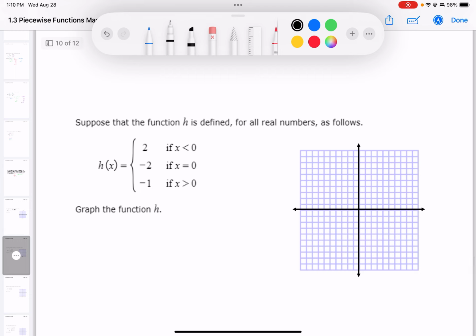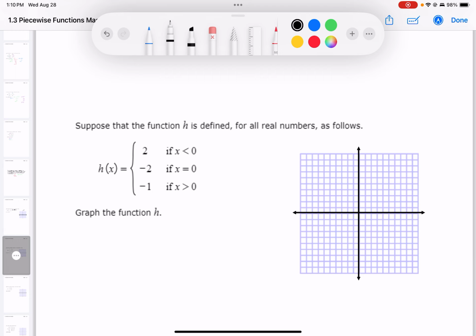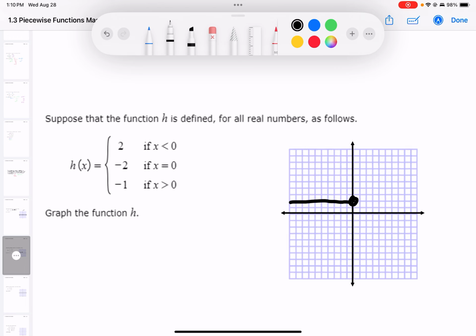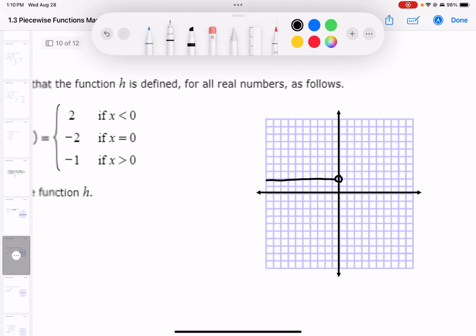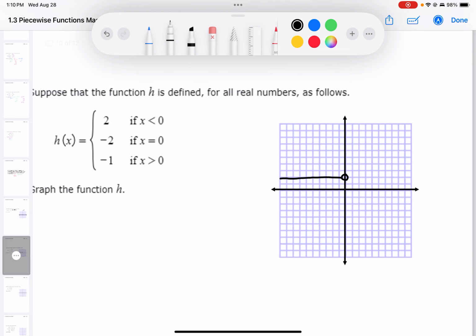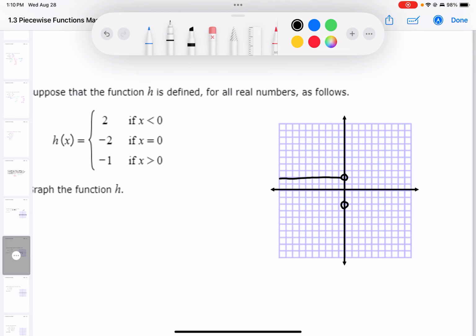Okay? So if x is less than 0, it's going to be 2. So all the way on this left-hand side, all the way up to here, then we have this open circle. And I need to get a thinner marker. Okay? If x is equal to 0, it goes to negative 2, which is right there, and that's where it's equal, so we do have a closed-in circle. And then if x is greater than 0, so on the right-hand side of that axis, we're going to go to negative 1.